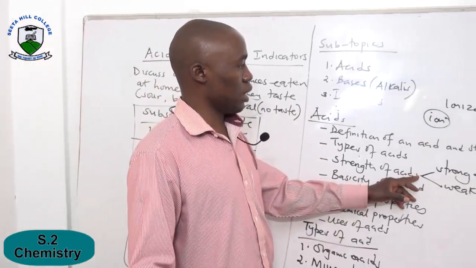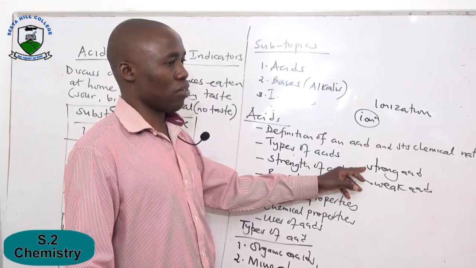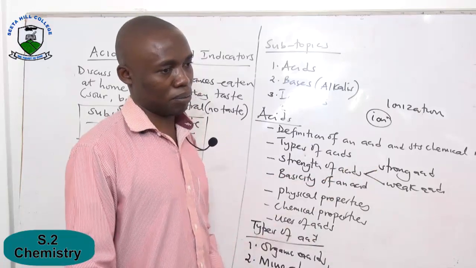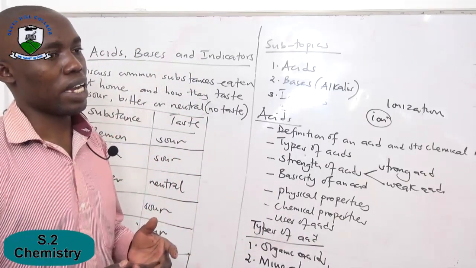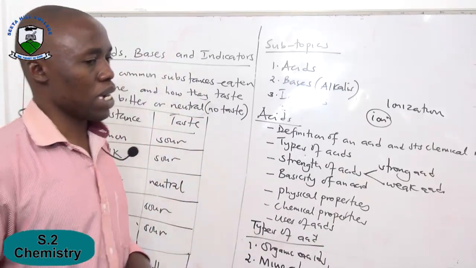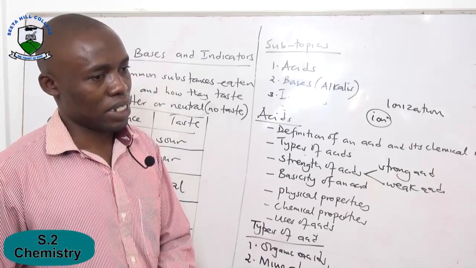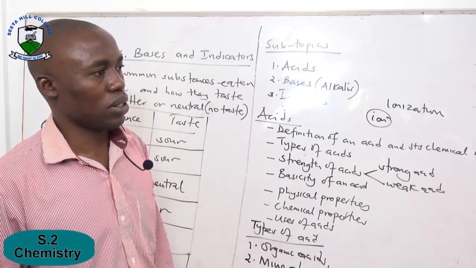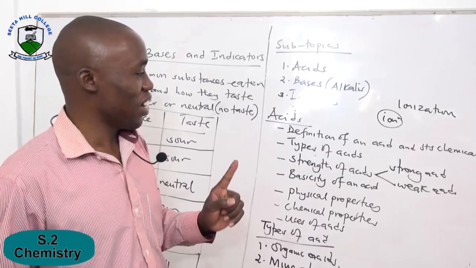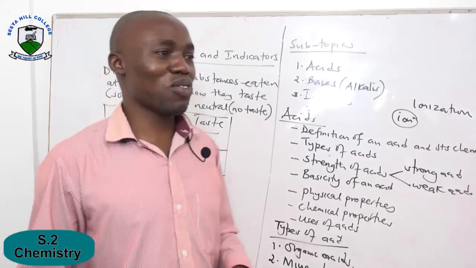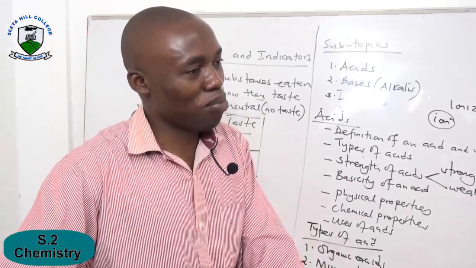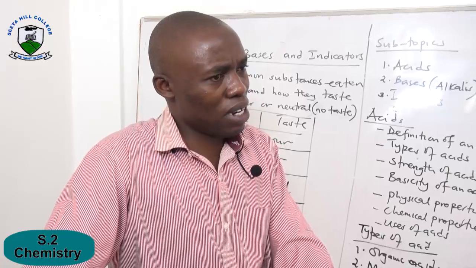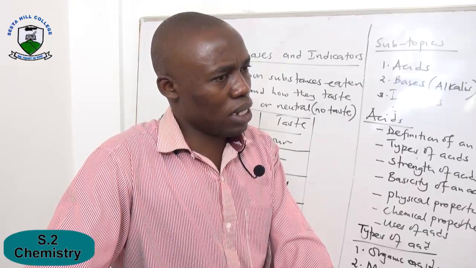Now a strong acid is the one that produces many hydrogen ions by ionizing completely. And it tastes more sour. Listen, what do you mean? Somebody's wondering in the head, what does it mean to ionize completely? To break down completely yourself and give out hydrogen ions.